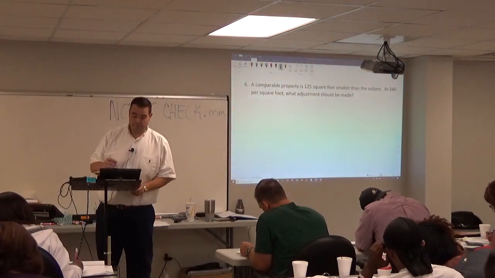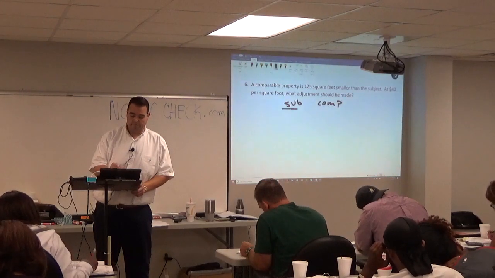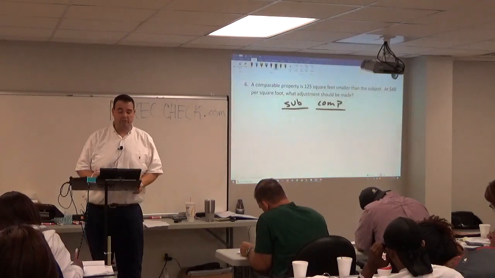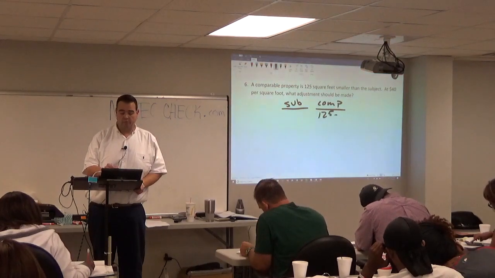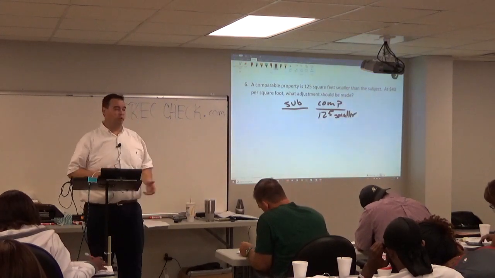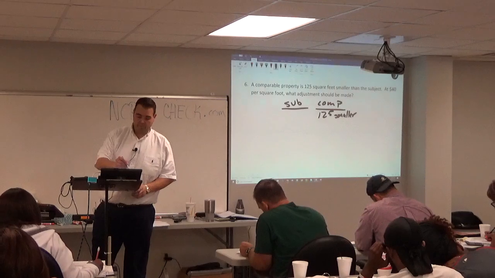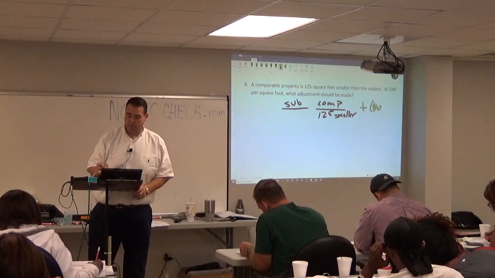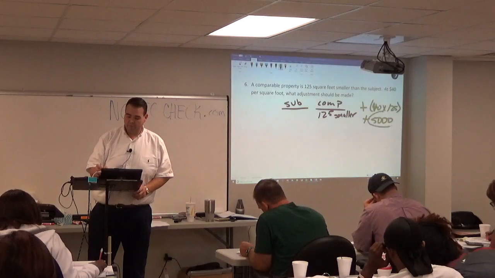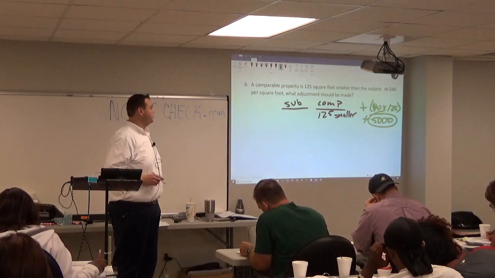All right, what are we doing here? We got our subject property. We got our comp. It says a comparable property is 125 feet smaller than the subject. I can use that because it's talking about the comp, so 125 smaller. So here's my subject, here's my comp. Which way am I going? Up. Positive adjustment. And so it's going to be plus, and that's $40 a square foot times what? 125, so plus $5,000? Yes. Everybody okay with that? All right, adjustments plus 5,000, good.